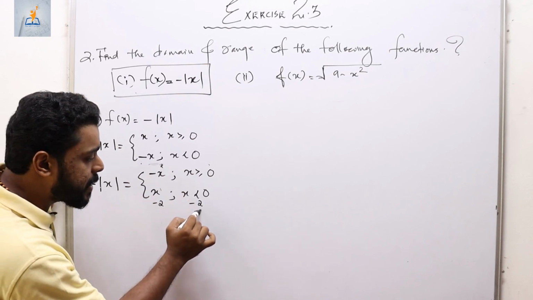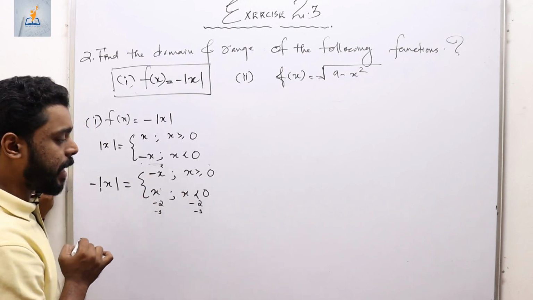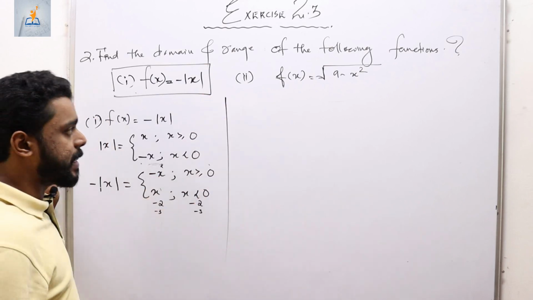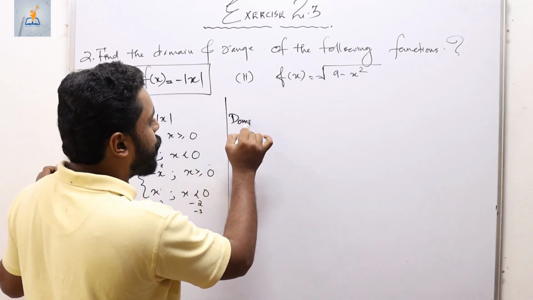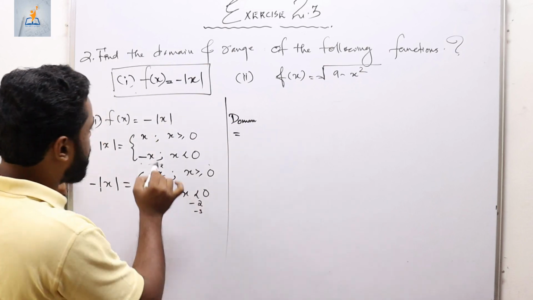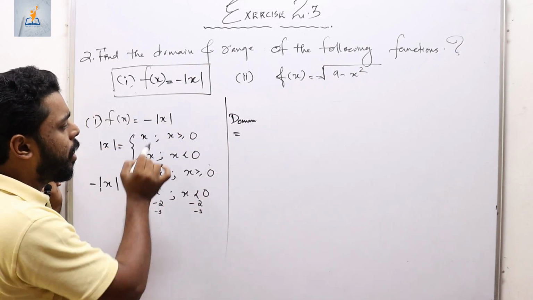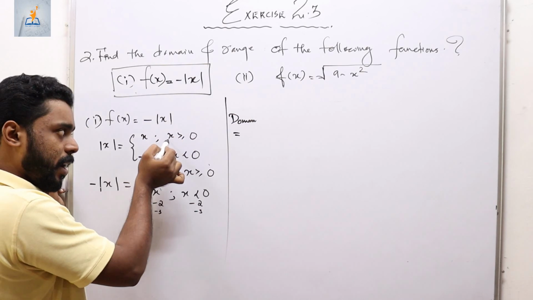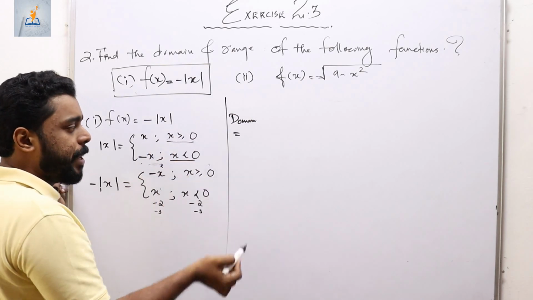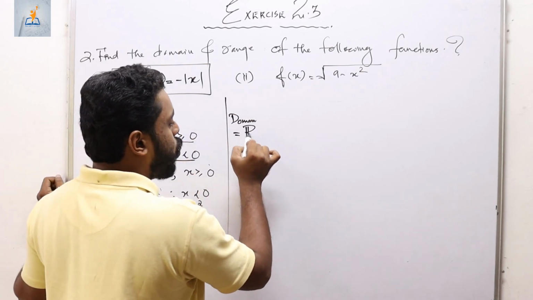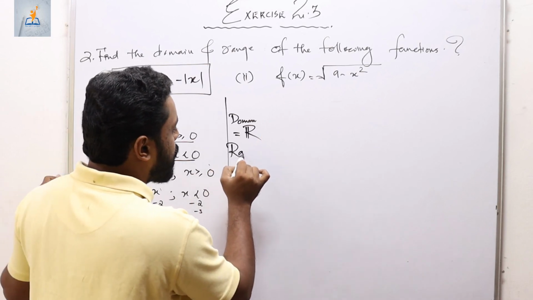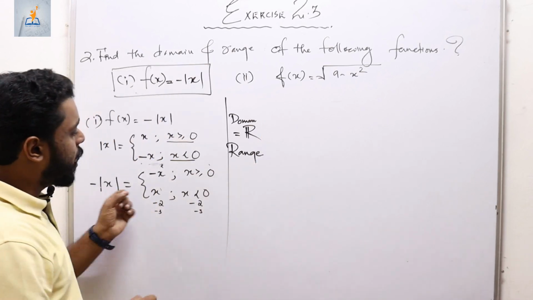If x is minus 3, the functional value will be minus 3 itself, which means that the domain of that function, what is the domain? We can put any real number as the functional value. It can be positive or it can be negative. So domain is the set of real numbers, whereas the range, what is the range?